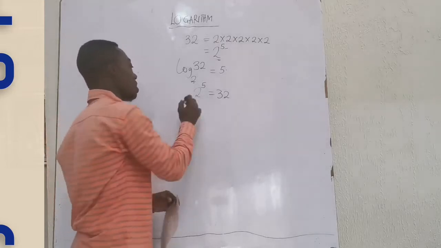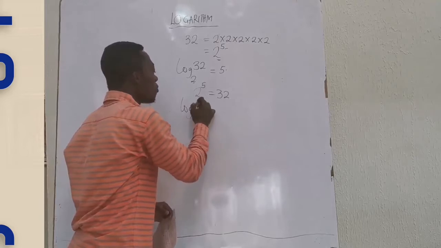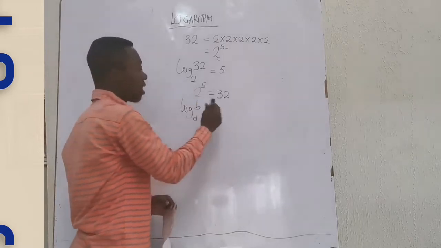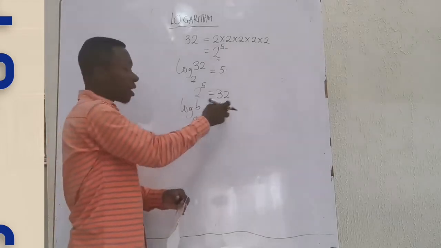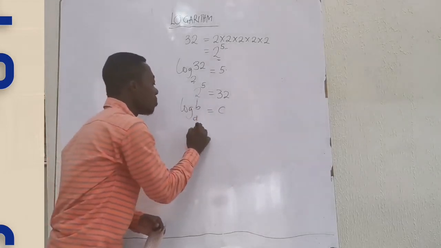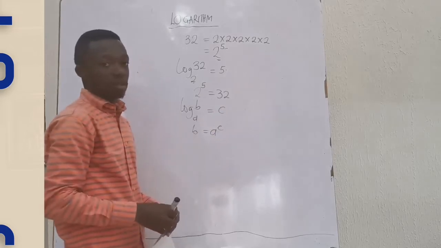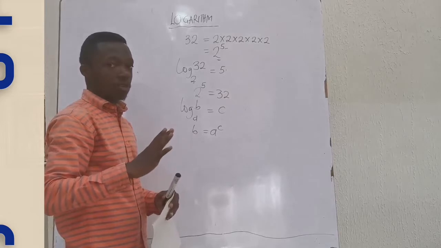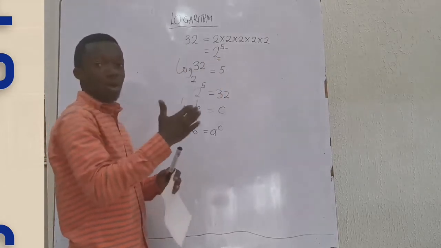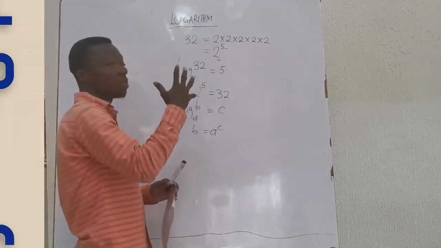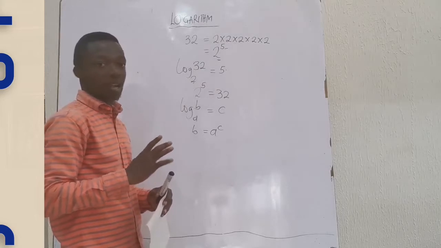So that's the concept of logarithm. If I have log of b to the base of a, and the final answer is c, I can write this in index form by saying that b is equal to a to the power of c. I hope you are getting the concept right. Actually, indices and logarithm are related. Once you get the concept of indices, logarithm becomes so easy for you to understand. I hope that is clear.